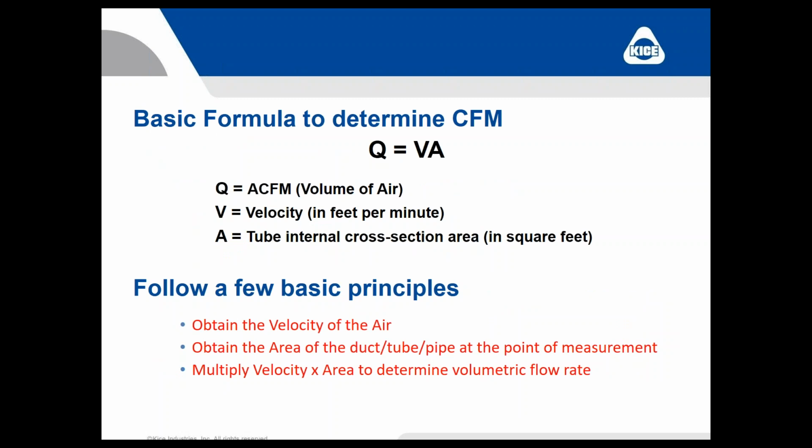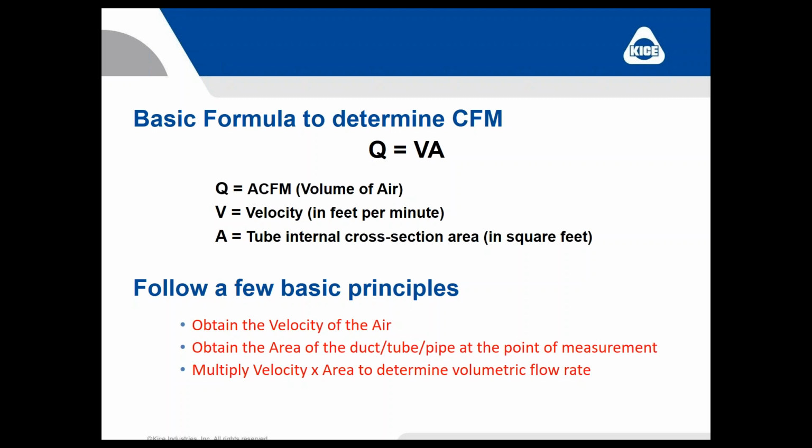So now we get into kind of the meat of this, if you will. Basic formula: Q equals VA, to determine CFM. ACFM, or the volume of air, is Q; V is the velocity in feet per minute, which we'll do the math on; and A is the tube internal cross-section area in square feet. So it's CFM equals velocity times area in square feet.